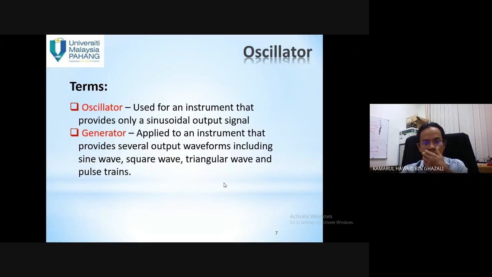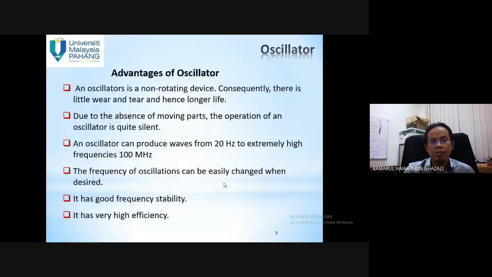So these are two important terms. Oscillator is used for an instrument that provides only a sinusoidal output signal. Generator is applied to an instrument that provides several output waveforms, including sine wave, square wave, triangle wave. So please make sure that you can differentiate these two different terms. We have a function generator, and then this one is the oscillator.